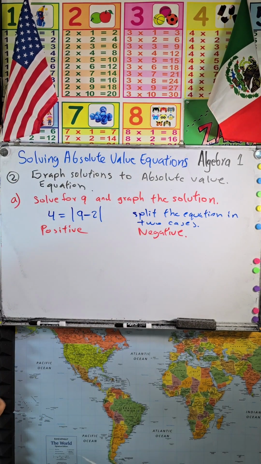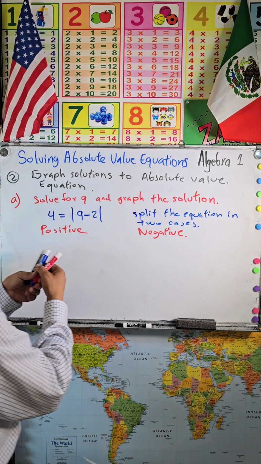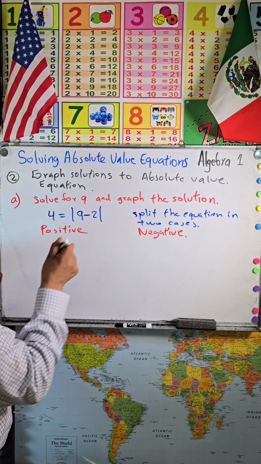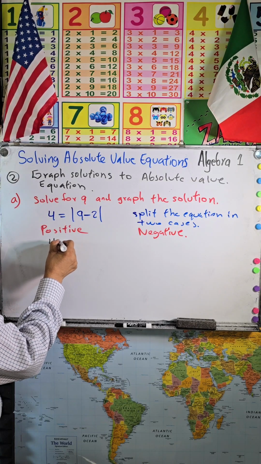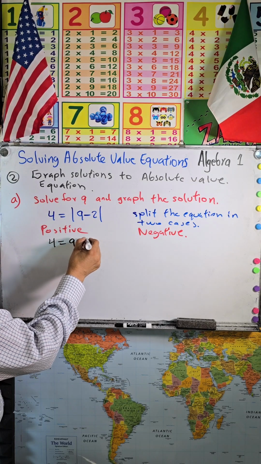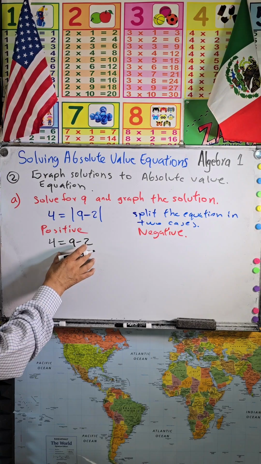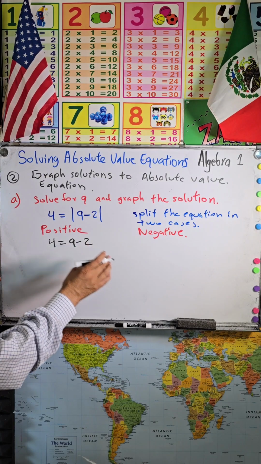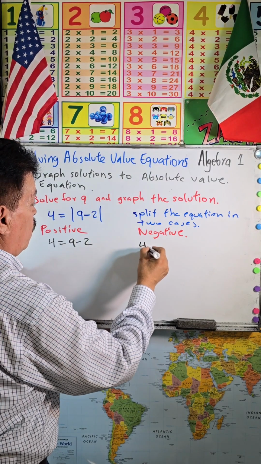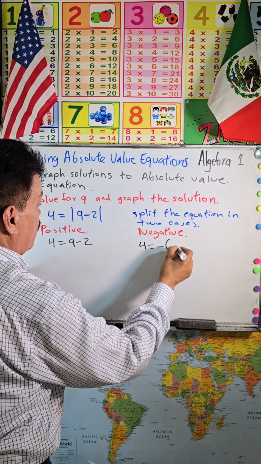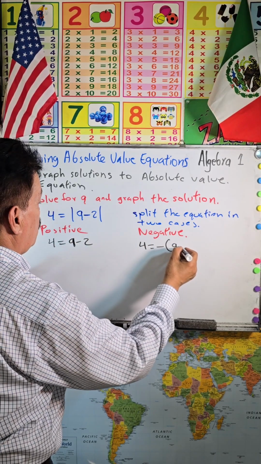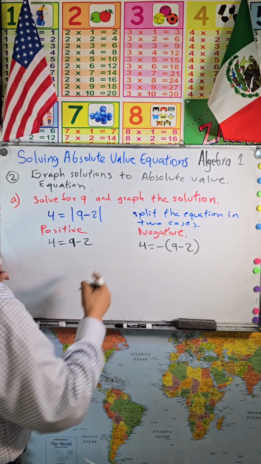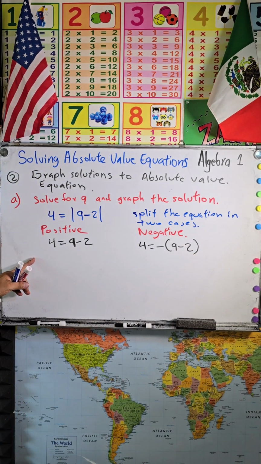All right, remember the same process that I did before. So let's write here the equation and split it. 4 equals |q − 2|, a positive case. Negative case: we have 4 equals negative (q − 2). So this is a negative and positive.